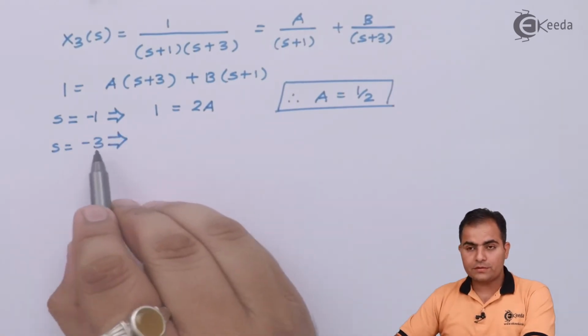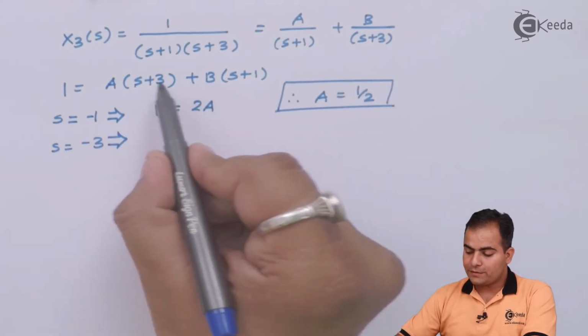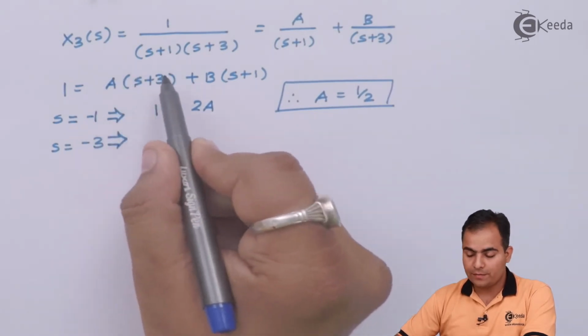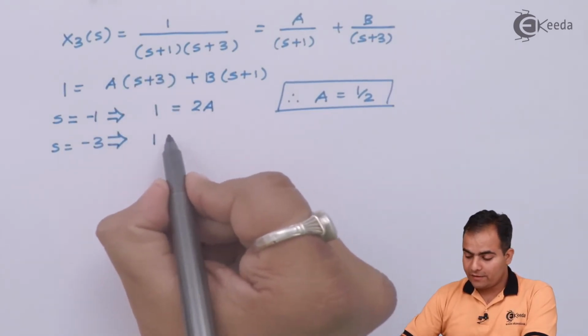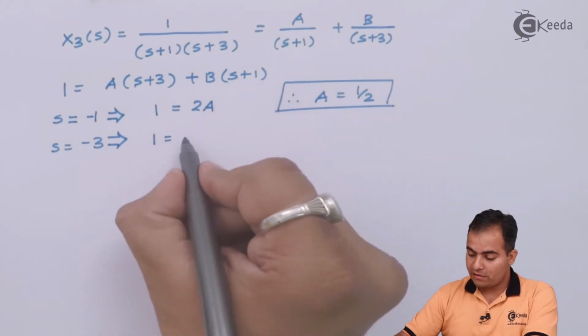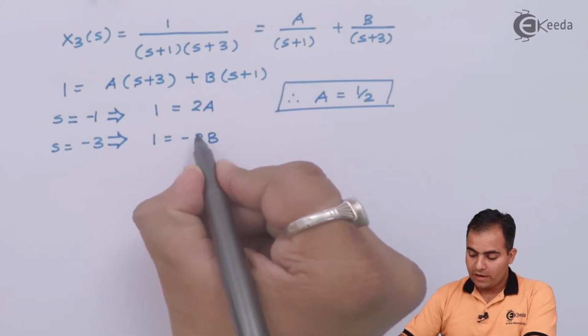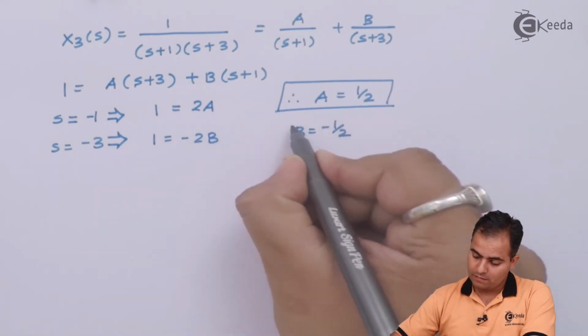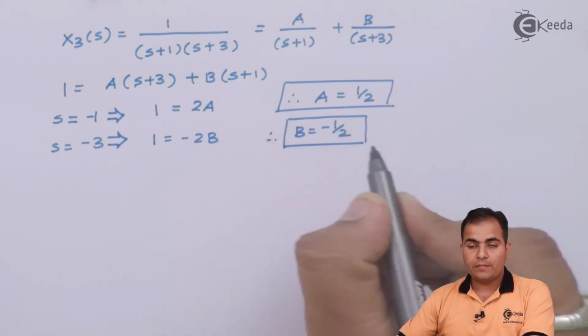Now similarly we will substitute s equals to minus 3. If I substitute s equals to minus 3, then this minus 3 plus 3 becomes 0. So the whole a term is removed. So on the left hand side we have 1, but on the right hand side what we have? Minus 3 plus 1 is minus 2. So we'll write minus 2b. And if I shift this minus 2b to the left hand side, what you will get? b is equal to minus half.